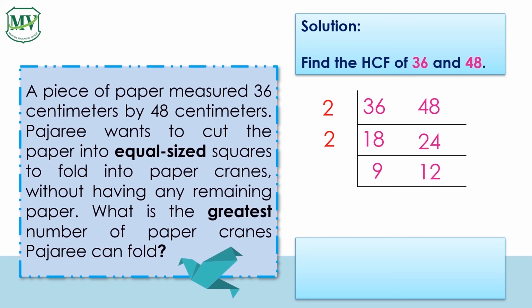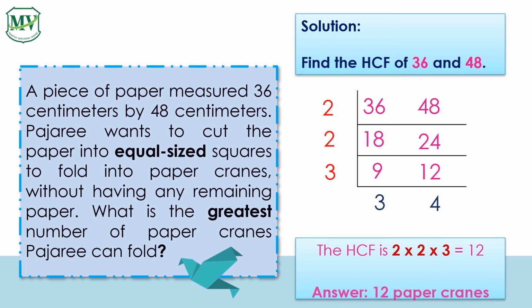Can we still factor out 9 and 12? We can still factor out 9 and 12 and their prime factor is 3. 9 divided by 3 is equal to 3. 12 divided by 3 is equal to 4. Is there a prime factor for 3 and 4? You're right! There is no prime factor for 3 and 4. So, the HCF is 2 times 2 times 3 equals 12. The greatest number of paper cranes that Pajari can fold is 12.